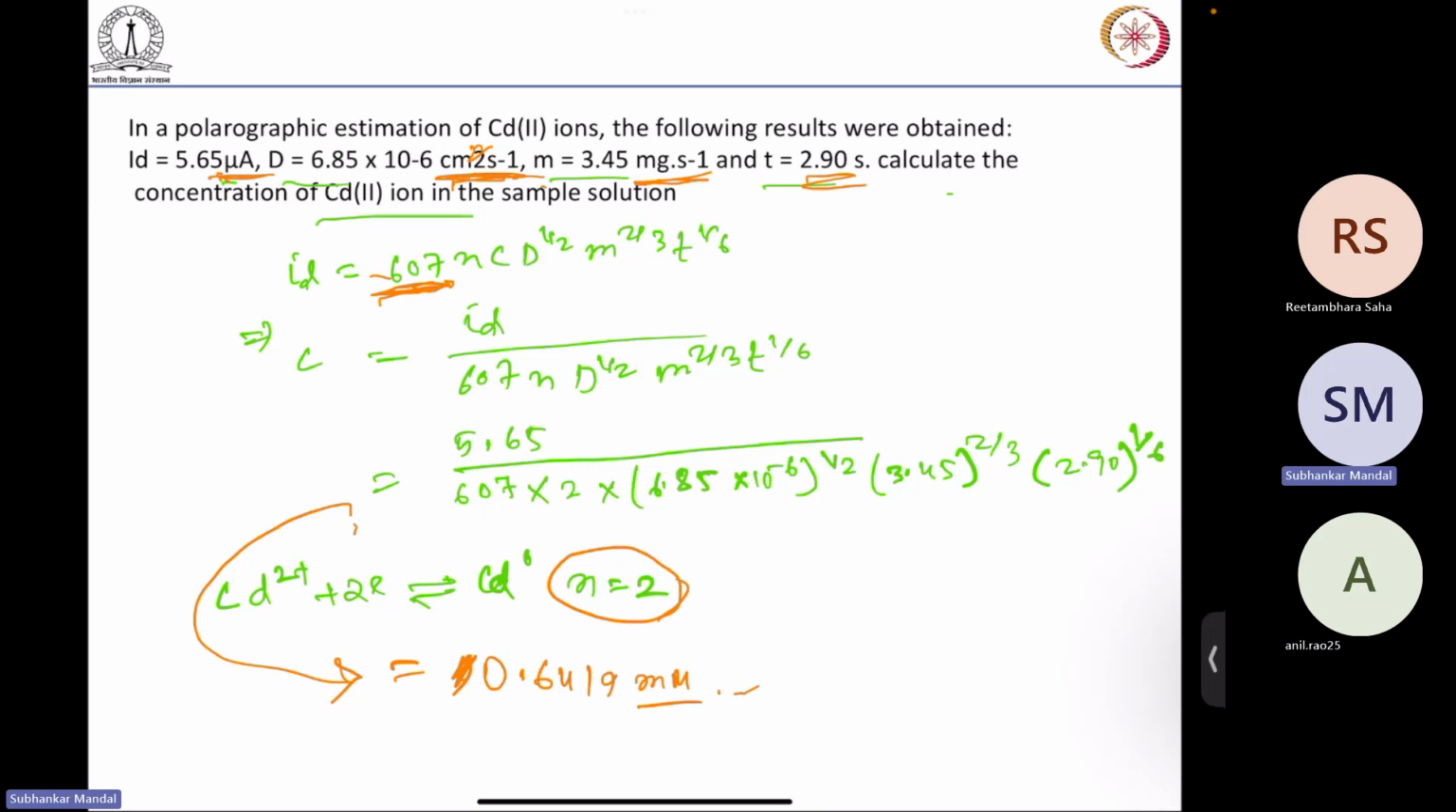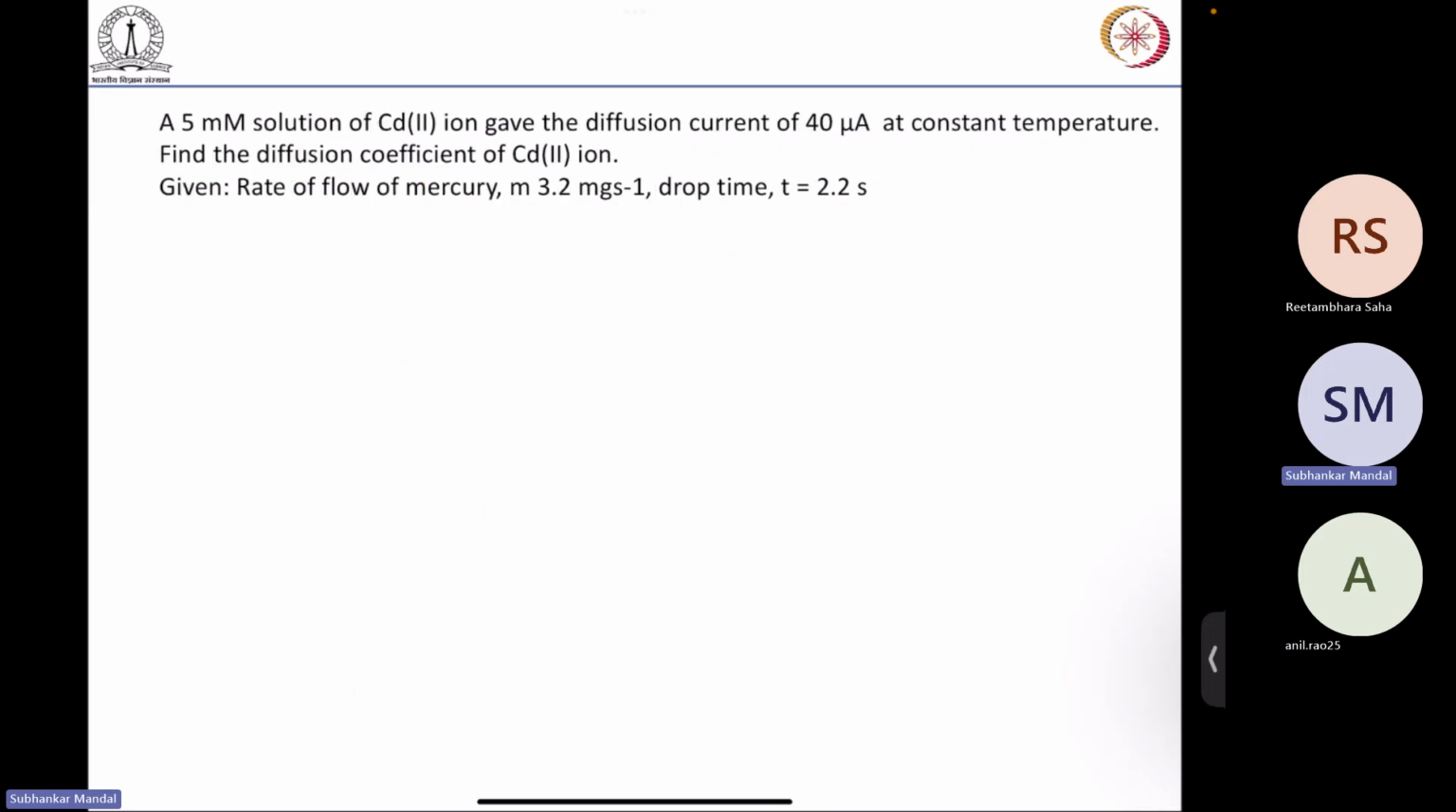Okay, so next question. A 5 millimolar solution of cadmium ion gave the diffusion current of 40 microampere at constant temperature. Find the diffusion coefficient of cadmium ion. So given that rate of flow of mercury m is given, and drop time is also given, so it is the same thing only. So I can just write all these things.